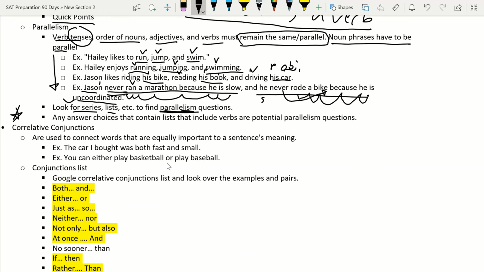Definitely be looking for parallelism if there's a list of 3. If there's a list of 2 like this and they're similar in length, make sure you look for parallelism there as well. So any answer choices that contain lists that include verbs, especially lists that include verbs, are potential parallelism questions, and they probably are parallelism. They're very, very likely to be parallelism questions if it's lists with verbs.